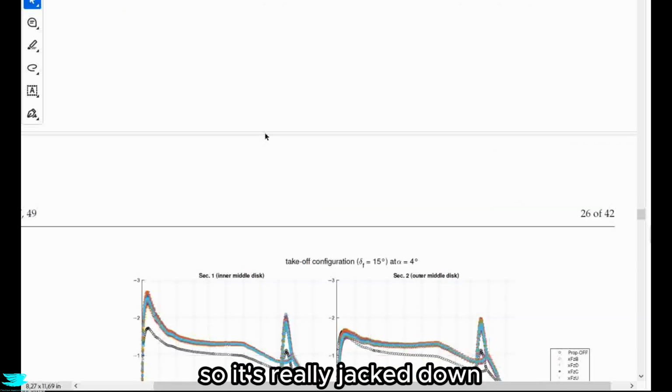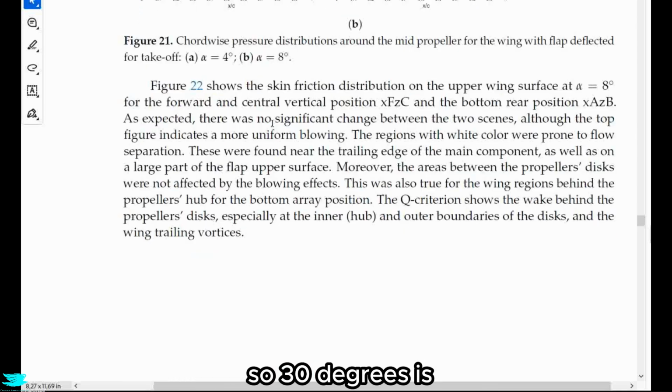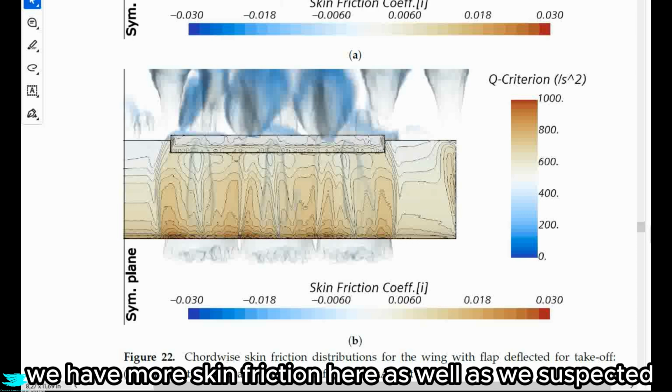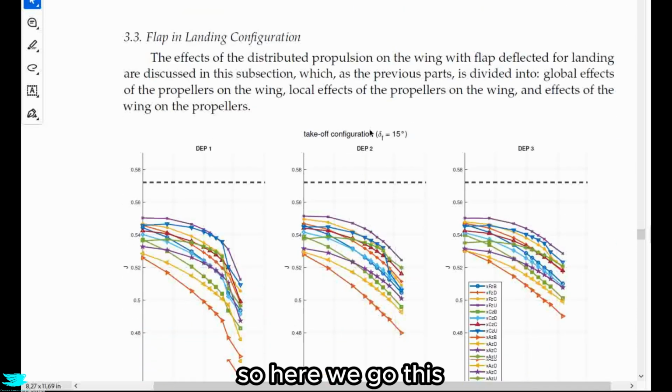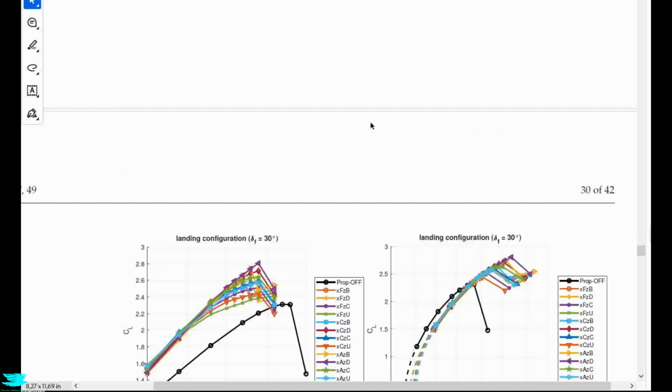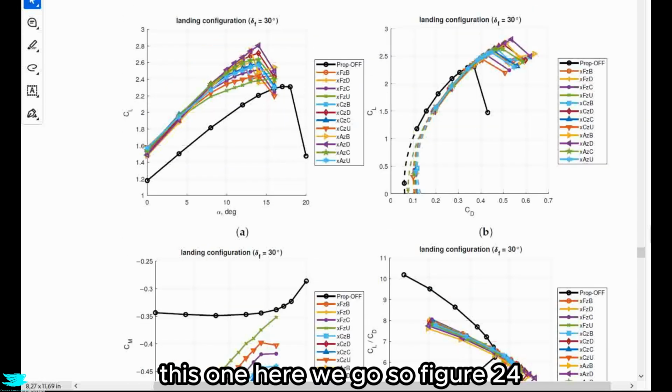So it's really jacked up or really jacked down. So at 30 degrees, we have more skin friction here as well, as we suspected. So here we go. This one, here we go. So figure 24.